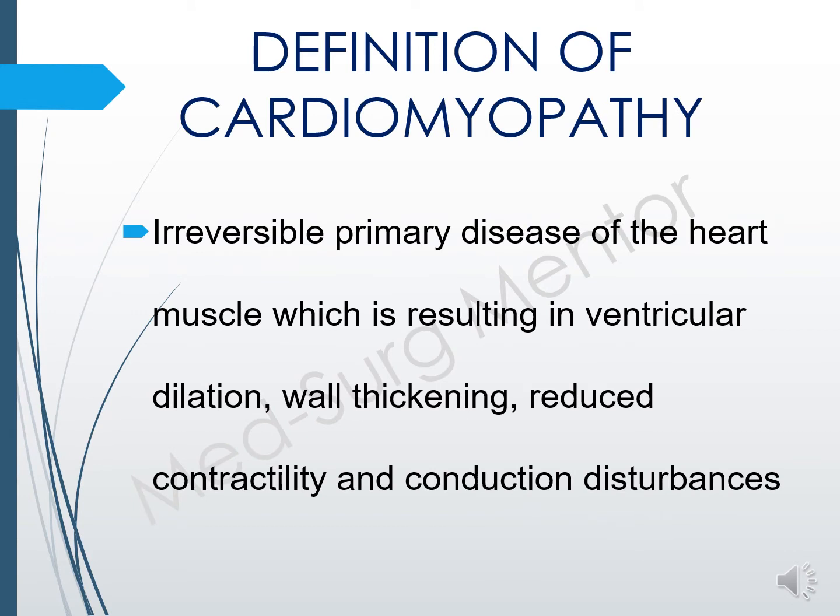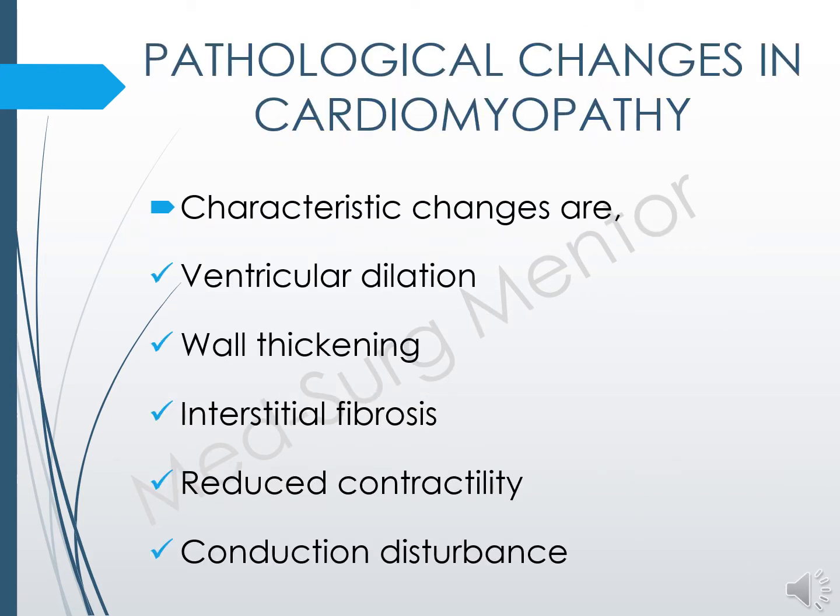Now let's move on to the definition of cardiomyopathy. Cardiomyopathy is an irreversible primary disease of the heart muscle, which results in ventricular dilation, wall thickening, reduced contractility, and conduction disturbances. Pathological changes in cardiomyopathy. Characteristic changes are ventricular dilation, wall thickening, interstitial fibrosis, reduced contractility, and conduction disturbances.